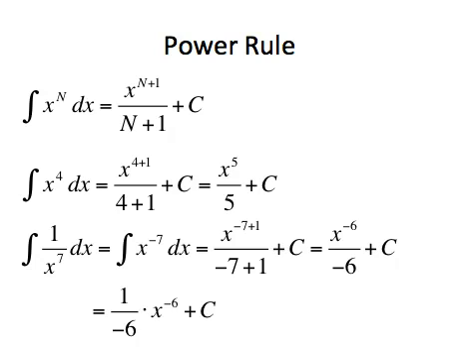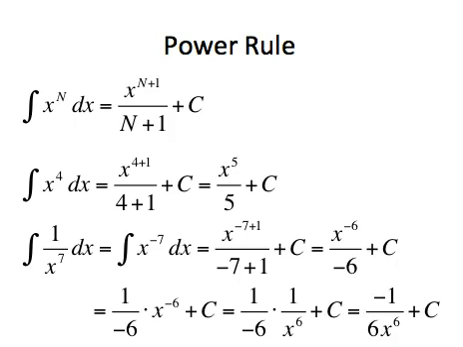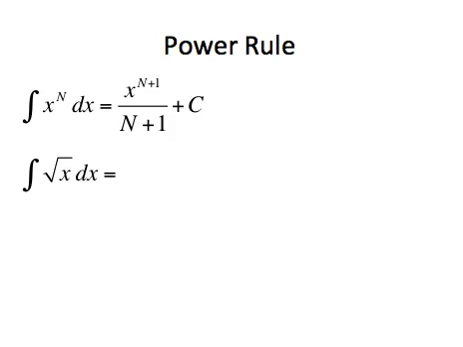Rewriting that, that's 1 over negative 6 times x to the negative 6 plus c. Remember, x to the negative 6 is 1 over x to the 6th. So my final answer is 1 over negative 6 x to the 6th plus c, or as we prefer, negative 1 over 6 x to the 6th plus c using the power rule.